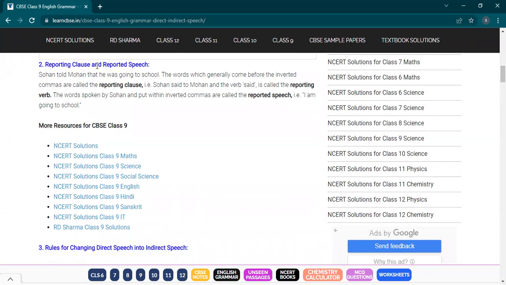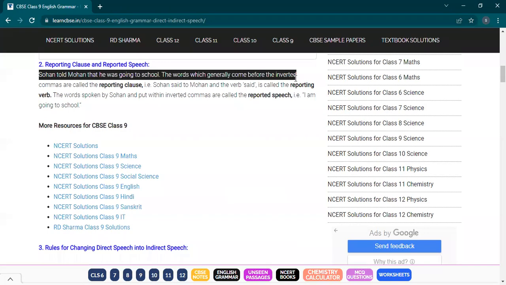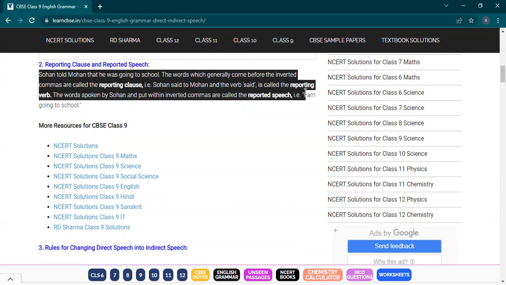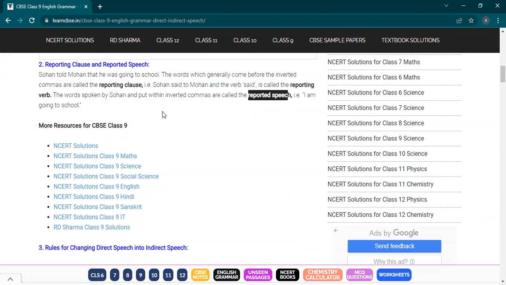Fine, now let's see what is reporting clause and what is reported speech. Sohan told Mohan that he was going to school. The words which generally come before the inverted commas are called reporting clause. Sohan said to Mohan, and the verb said is called the reporting verb. The words spoken by Sohan and put within inverted commas are called reported speech. You just have to remember in simple language, the words which are within inverted commas are called reported speech. Because that is speech, someone has said something. What is speech? The words uttered by someone. So which are within the inverted commas, that is reported speech.